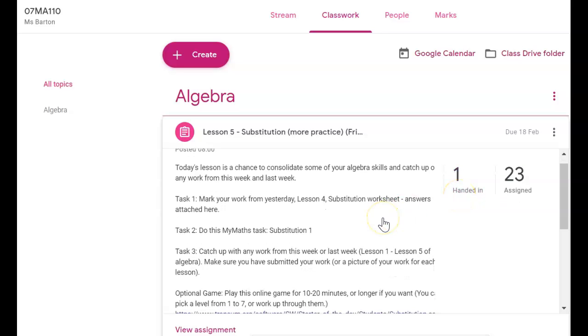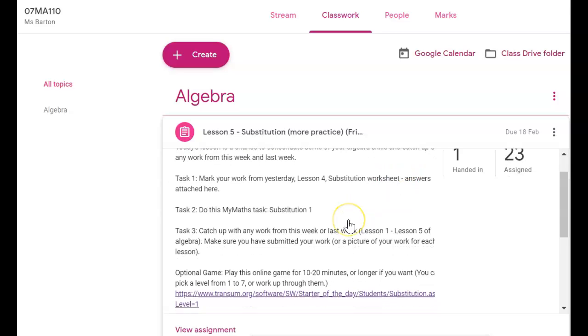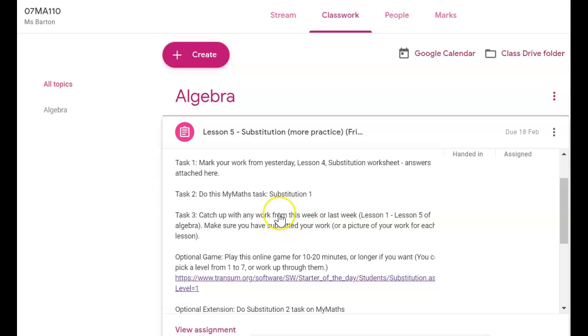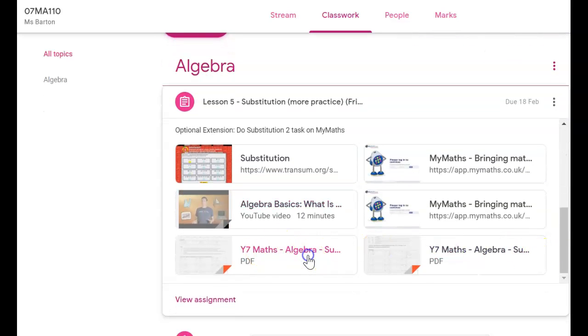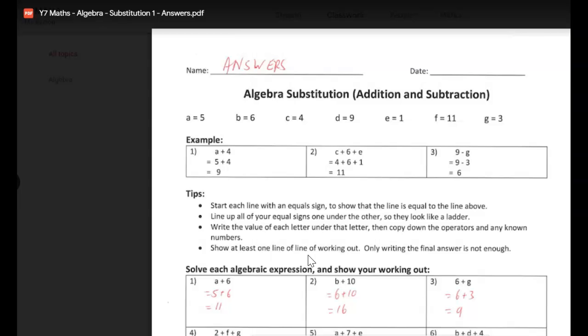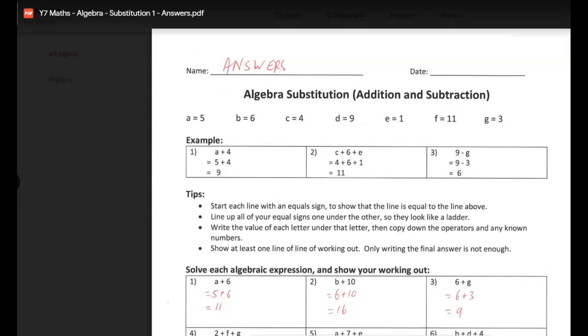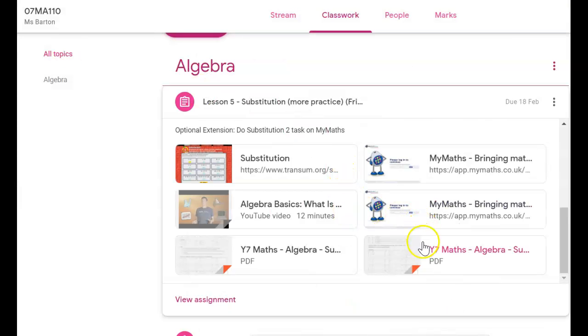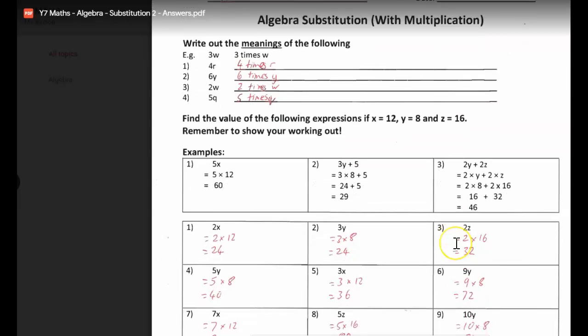But today's lesson, it's just a chance to consolidate some of your algebraic skills and catch up on any work from this week or last week. So first of all, I want you to use the answers that I've posted here to mark your work from yesterday. Now, obviously, only if you've done this work already. Please don't just go and copy the answers. I won't know. You're the only person who will know if you've done that or not. But please don't, because it will impact on your learning.